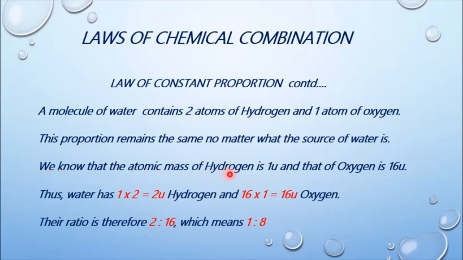So we know the atomic mass of hydrogen is 1 and that of oxygen is 16. Now, water has two atoms of hydrogen, so 1 into 2, that is 2, and we have one atom of oxygen, so 16 into 1, which is 16. So the ratio becomes 2:16. And when you reduce it, this becomes 1:8. So this is how we got 1:8. By knowing the atomic mass of hydrogen and oxygen, we come to know the proportion of that particular element.